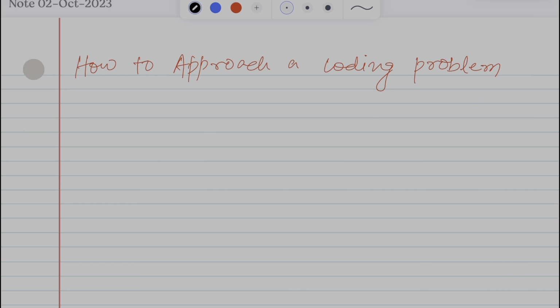We are going to learn how we are going to approach a particular coding problem. This will be a generic way that we are going to use throughout all our videos in solving a particular coding problem. So let's suppose we are solving a problem X. What will be the approach of solving that problem? We will be discussing in depth about how we are going to approach a particular problem.